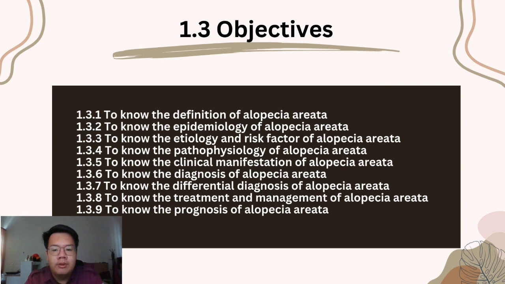Those 9 problem formulations are followed by 9 objectives: to know the definition of alopecia areata, to know the epidemiology, to know the etiology and risk factors, the pathophysiology, the clinical manifestation, to know the diagnosis as well as the differential diagnoses, to know the treatment and management, and lastly, to know the prognosis of alopecia areata.